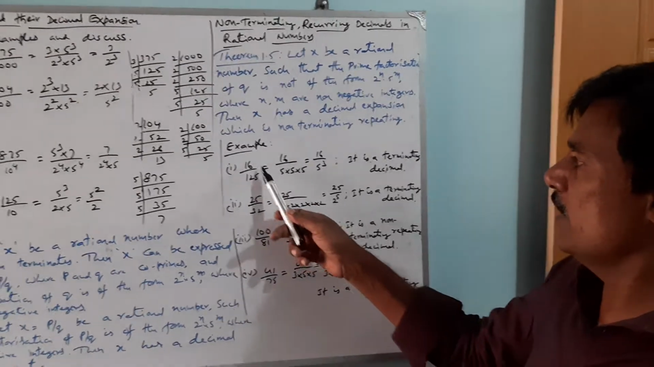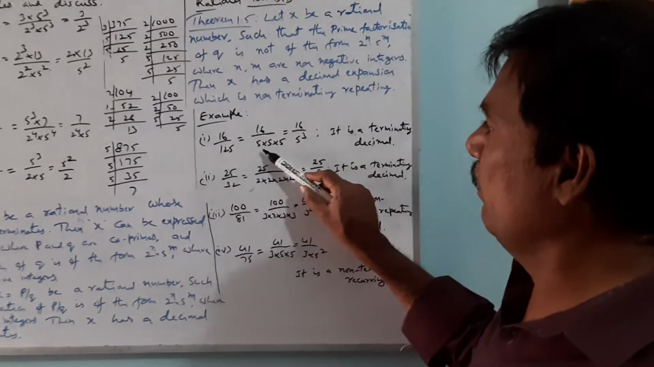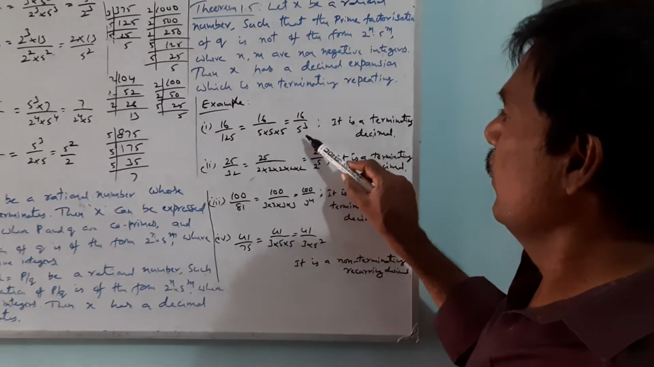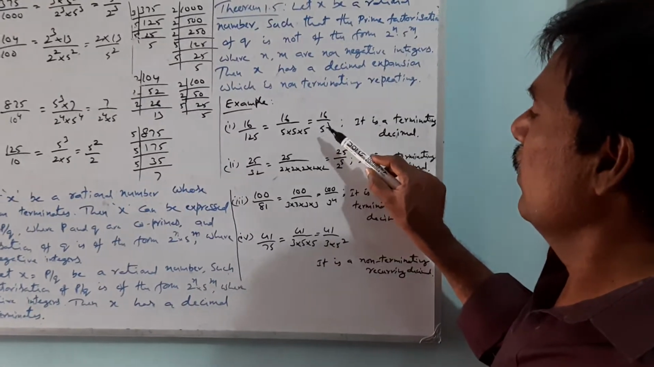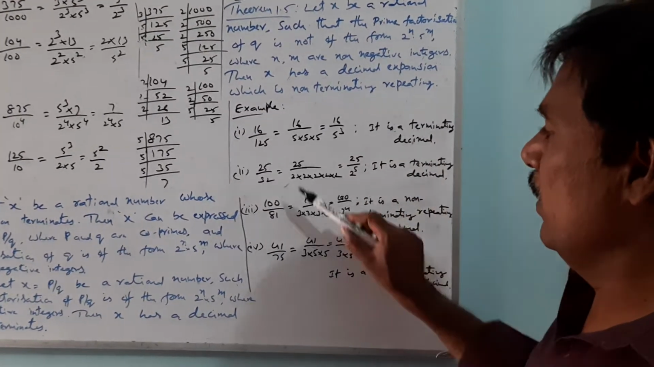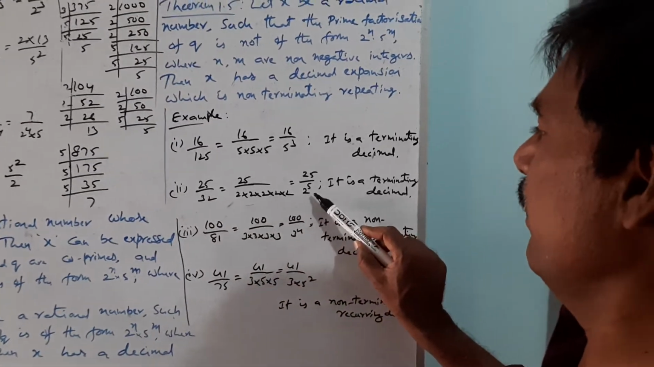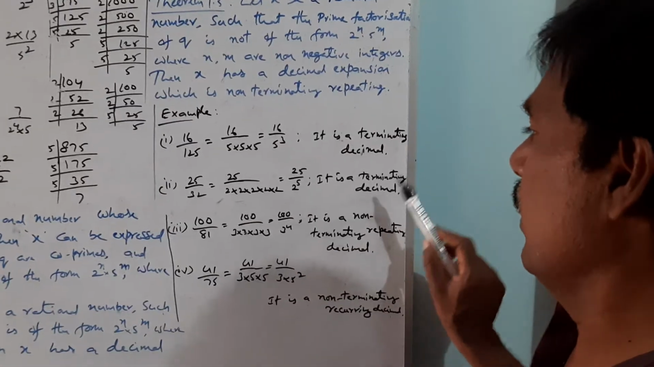Some examples, we discuss some examples. 16 by 125 is written as 16 by 5 into 5 into 5, which means there is only 5 as a prime factor in the denominator, so it is a terminating decimal. 25 by 32 also has only 2 as a prime factor in the denominator, so it is a terminating decimal.